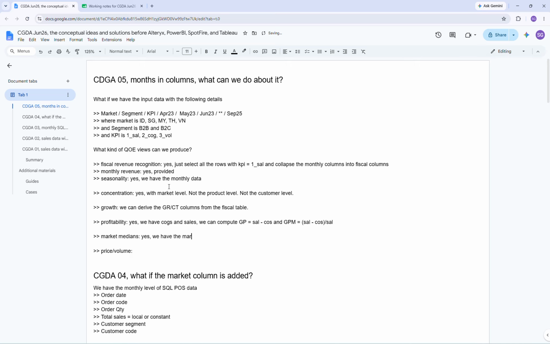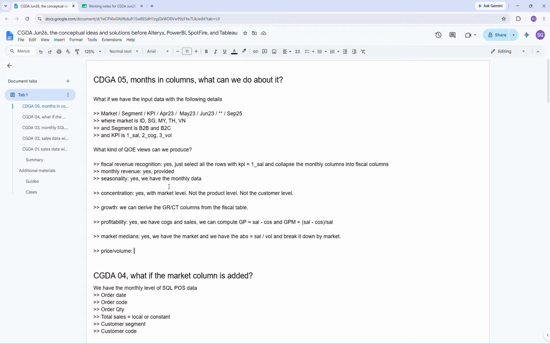Median, of course, yes, because we have the market, right? We have the market, and then we have the price. So in this case, the average basket size will be the sale over the volume. And then we can break it down by market, and then we can find the anomalies in each month and each fiscal period as well.